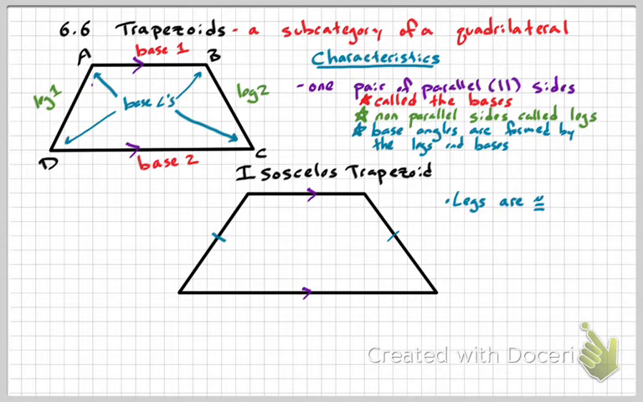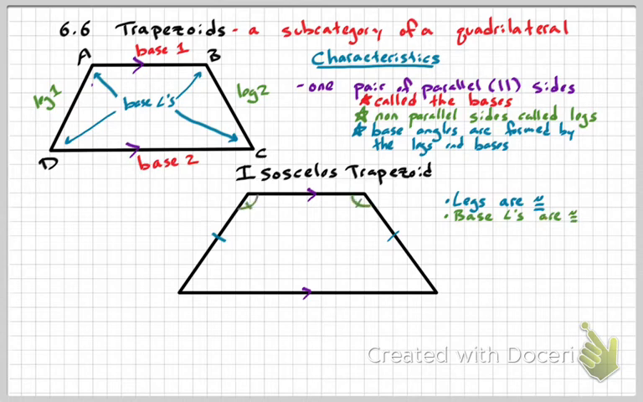Okay. Now, we have all of these things that are still true for our normal trapezoid. So one pair of parallel sides, those are called the bases. The non-parallel sides are called the legs. The base angles are formed by a leg and a base. We still have this pair of angles are supplementary, along with this pair of angles being supplementary. But what we have now is the base angles are congruent.